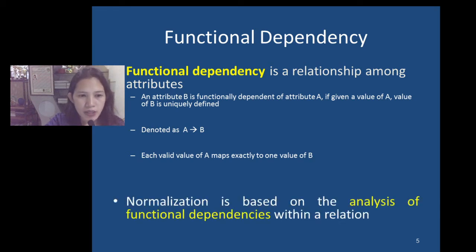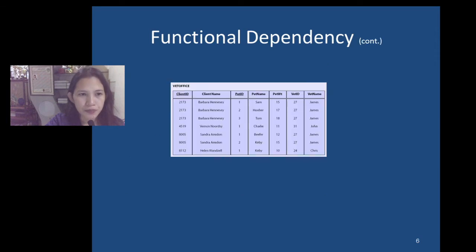And normalization is based on the analysis of functional dependencies within a relation. So it's very important that you understand and know how to identify functional dependencies in a relation. So here we have an example of, again, the vet office relation.